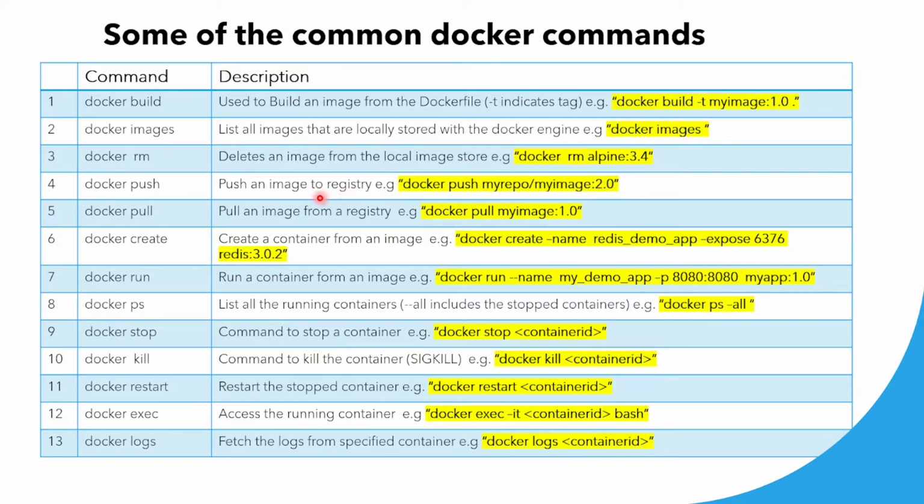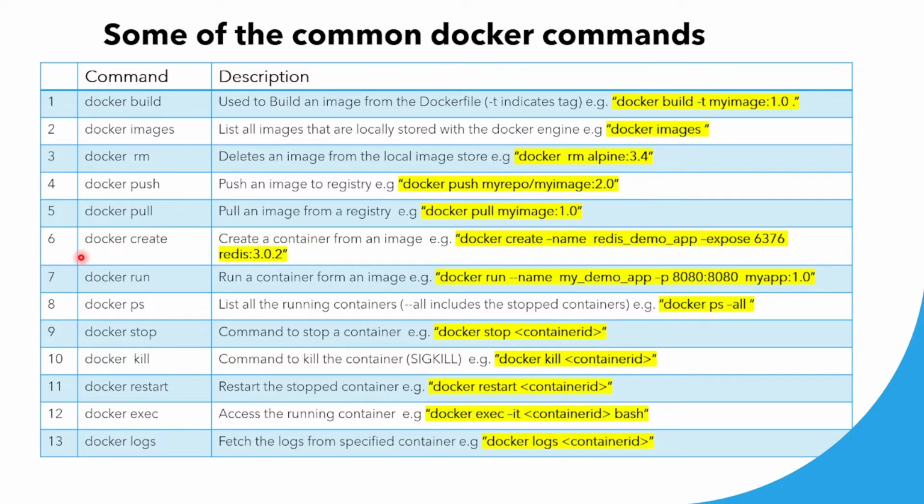In order to access Docker Hub, first of all, it's a public repository. To search and look for a particular image, it's free. However, if you want to push any image, you need to sign up with your email id and get credentials, then you can push. The next command is docker pull. It pulls an image from the Docker Hub repository: docker pull my image colon whatever the version.